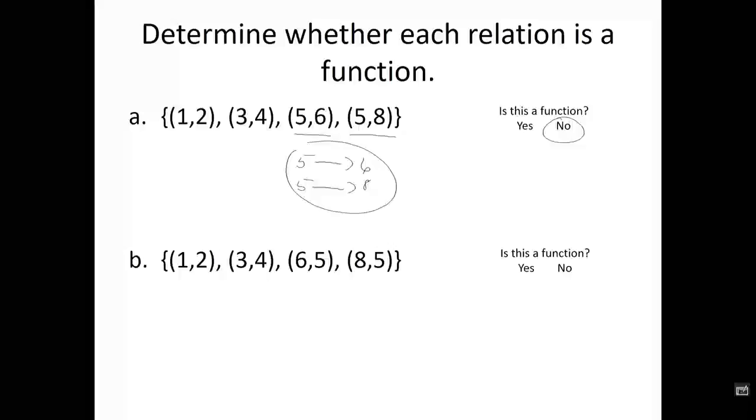In the next example, you have a set of ordered pairs. And again, we want to determine if this set of ordered pairs represents a function. For each x, 1, 2, 3, 4, 6, 5. Indeed, for each x, there is only one y. So therefore, this set of ordered pairs represents a function. So yes, it is a function.